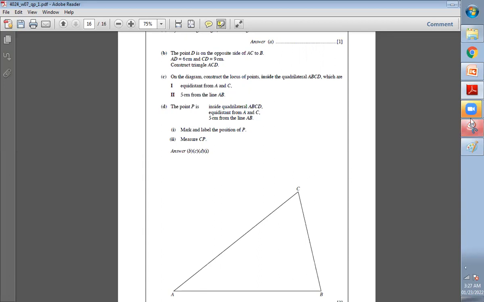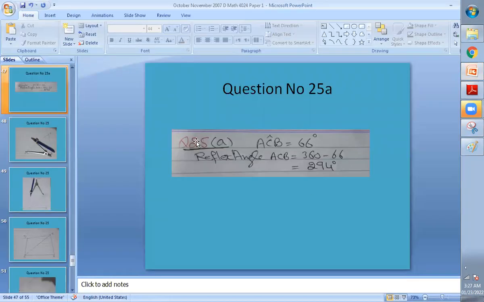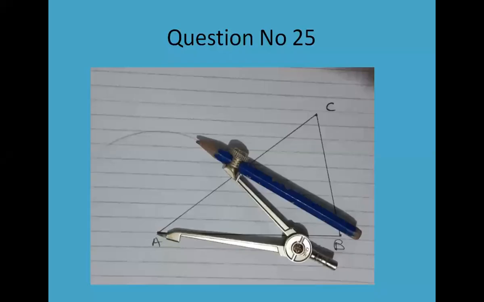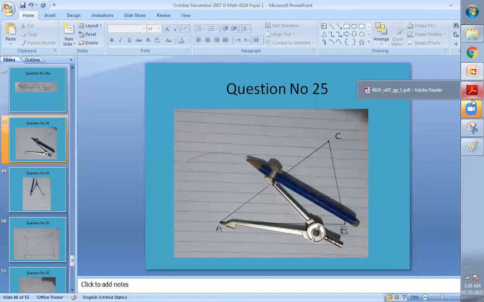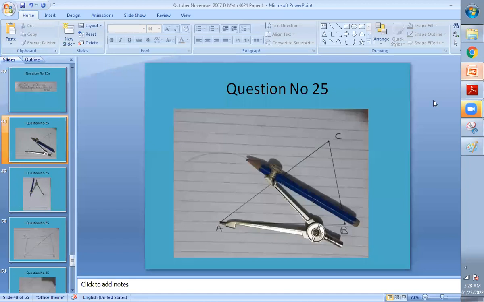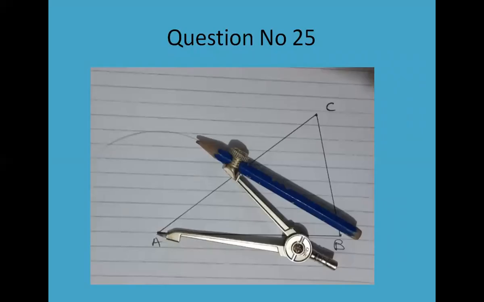Let me show you. That is question number, I think, 25, and it's C part, and it's B part. Okay. So you see, I will put the needle of the compass on A, and I will open it, and I will draw the arc. And the measurement was, I forgot the measurement. How much was that? It was 6 centimeter and 9 centimeter. So it will be 6 centimeter.